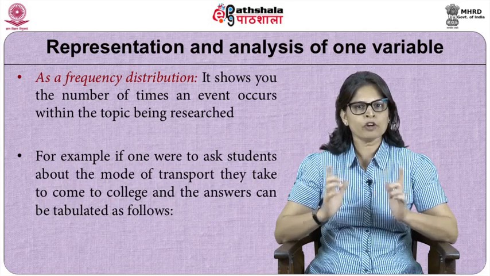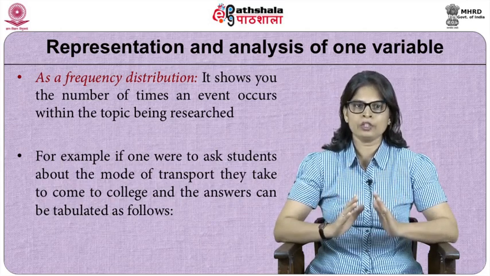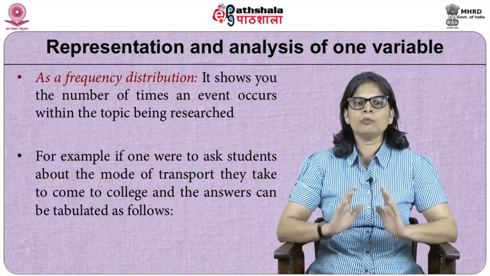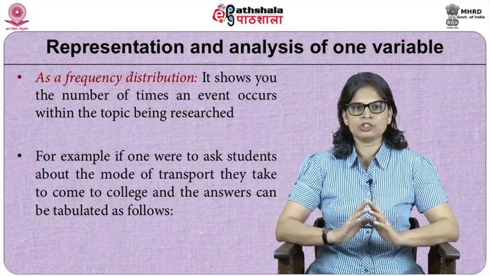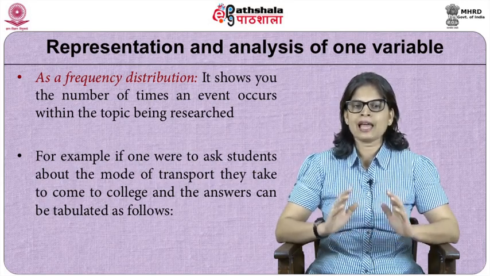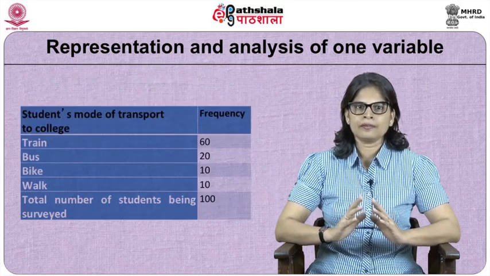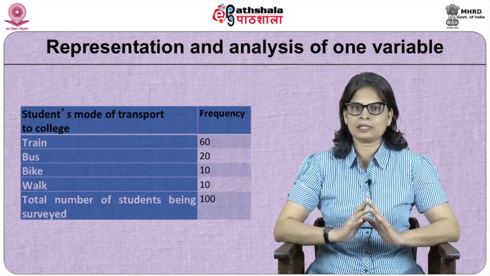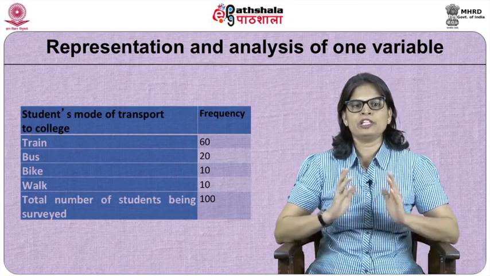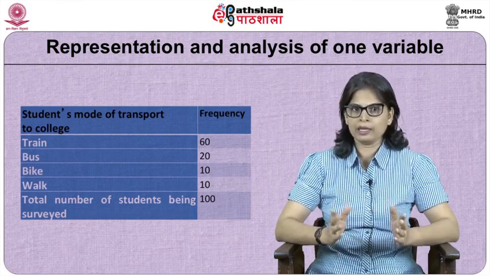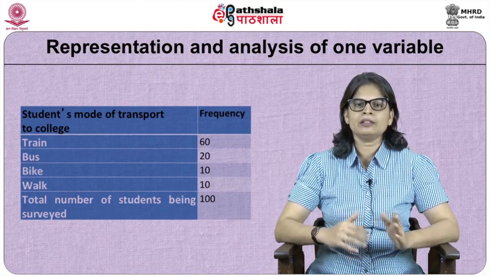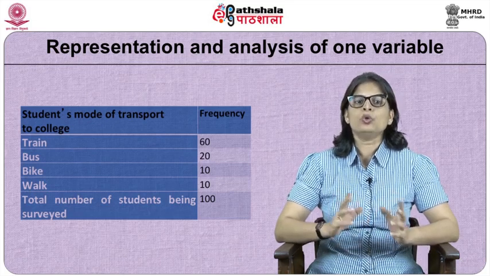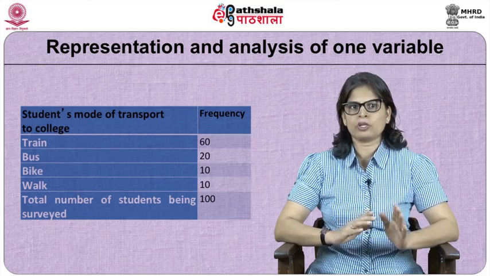It shows you the number of times an event occurs within the topic which is being researched. For example, if one were to ask the students about the mode of transport they take to come to college, and if the answers can be tabulated as given in the table, that is students' mode of transport to college along with the frequency. The mode of transport could be train, bus, bike, walking and so on. Accordingly, the numbers which you see in the frequency column are nothing but the actual number of students who use the corresponding mode of transport to travel to college.